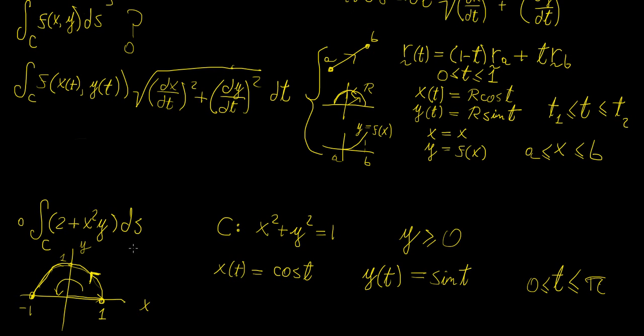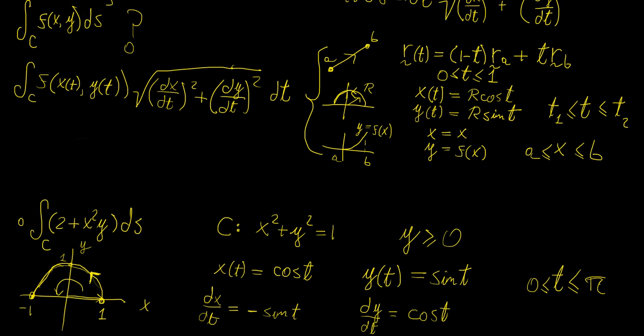Now the next thing we need to do is, of course, obtain the element ds, and to do that we need to differentiate each of these with respect to t. So dx over dt is going to be minus sine t, and then dy over dt is going to be equal to cosine of t.